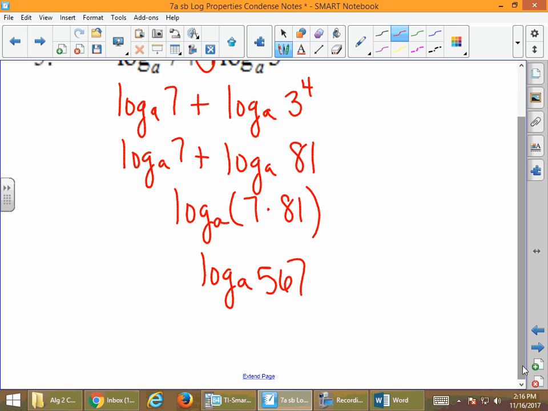We have it in a single logarithm, then we need to ask ourselves, can we simplify any more? But we only know one number. It's log base A. If we had some value there for the A, we might be able to figure it out. But we don't. We only know one part, and there's 3 parts to a logarithm.